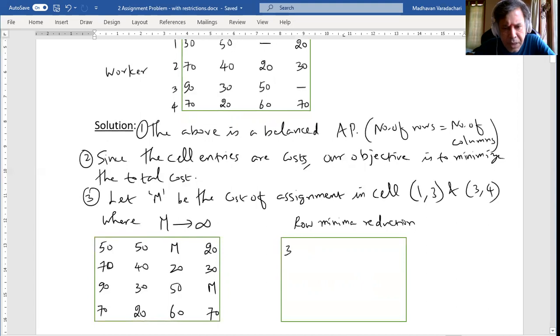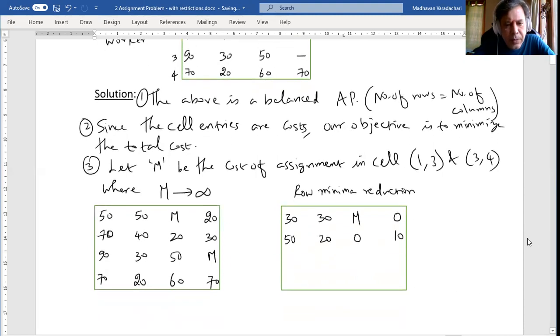So the first element will become 30, again 30. M minus 20: M itself is infinity, and infinity subtracted by 20 is again infinity, so I'll again write M only. Here it will become 0. Second row, 70, the least cost is 20. So this will become 50, this will be 20, this will be 0, this will be 10. Third row, the least is 30. So 90 minus 30 is 60, 30 minus 30 is 0, 50 minus 30 is 20. M minus 30 will be M only because M is infinity.